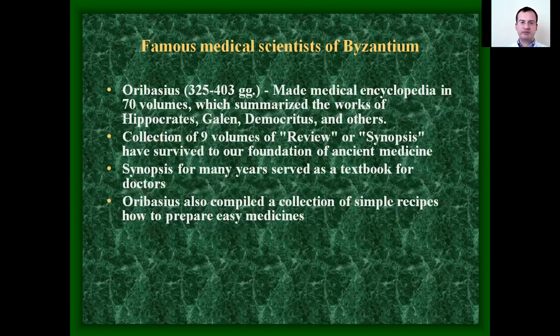Famous medical scientists of Byzantium. Oribasius made a medical encyclopedia in 17 volumes, which summarized the work of Hippocrates, Galen, Democritus, and others. A collection of 9 volumes, a review or synopsis, has survived to our time as a foundation of ancient medicine. The synopsis for many years served as a textbook for doctors. Oribasius also compiled a collection of simple recipes on how to prepare easy medicines.